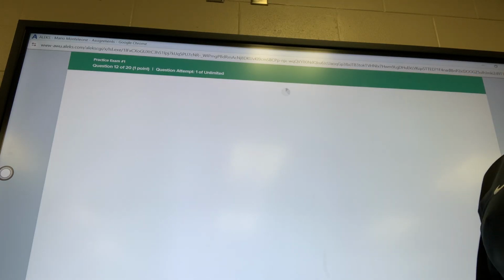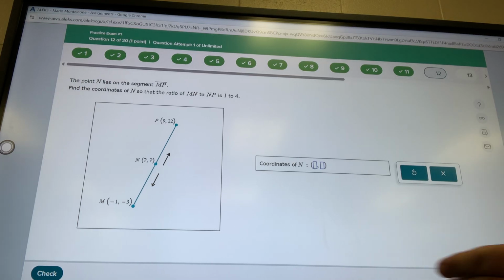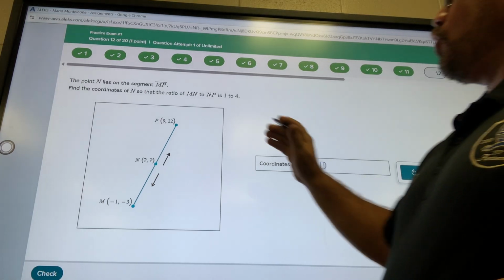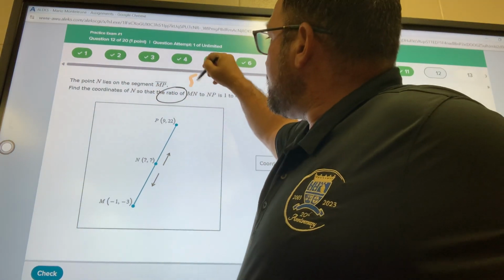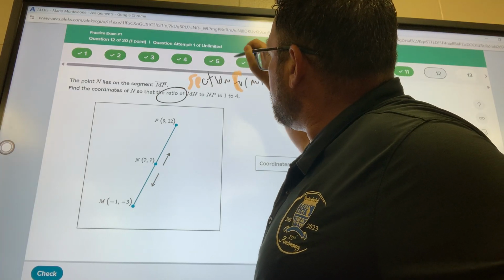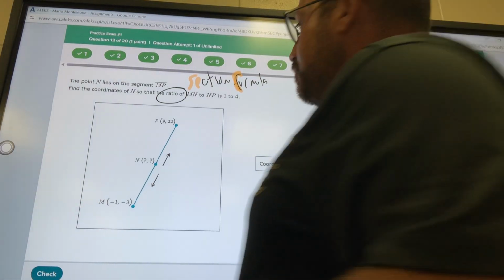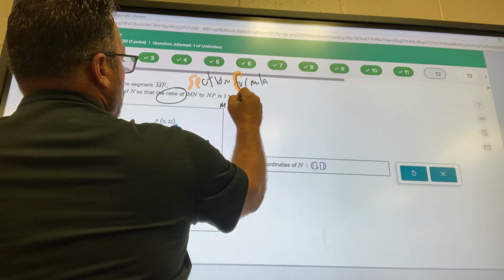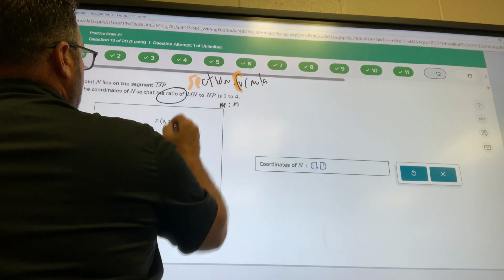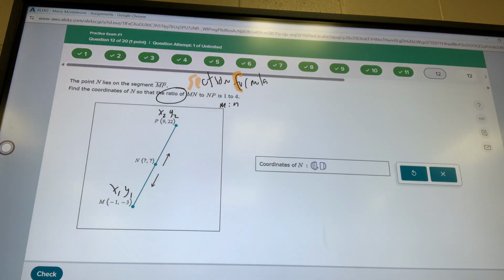Question number 12. Again, as you read this question, look for the key words. Point N lies on the segment MP. Find the coordinates of N so that the ratio, as soon as we hear that, section formula, is 1:4. So with this problem, remember, M to N, x1, y1 is on the left, x2, y2 is on the right. So that's our initial setup.